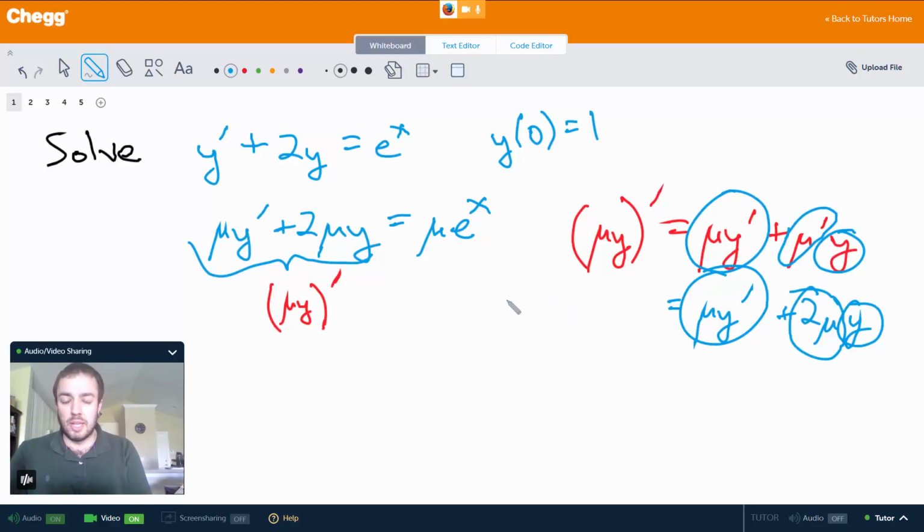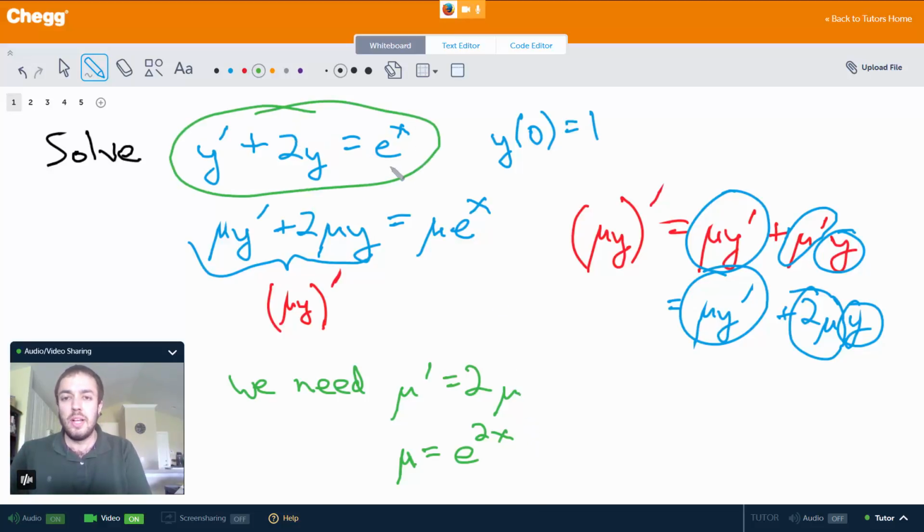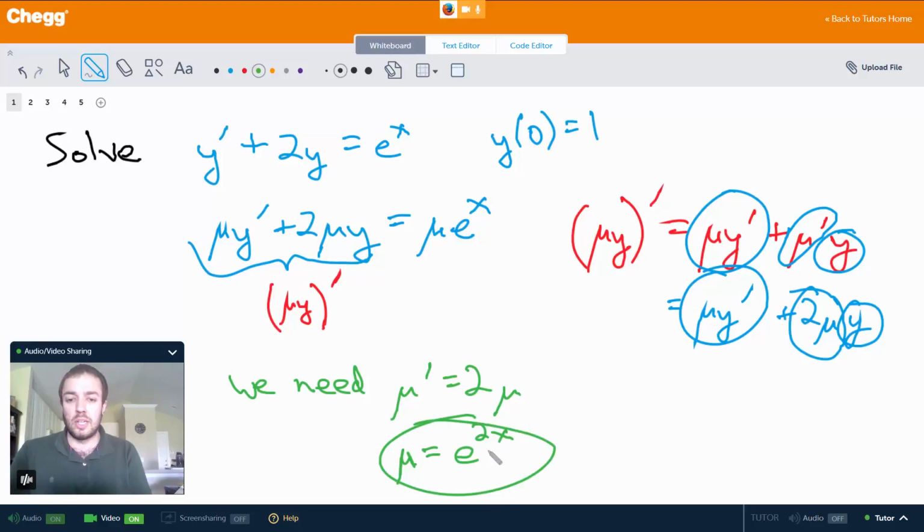So in order for mu to be a suitable function so that this can be expressed as (mu y)', we need to have mu' equal to 2 mu. This is an elementary differential equation, and right away we can say that this tells us that mu equals e^(2x). Now, technically speaking, there should be an arbitrary constant in there, but we don't have to worry about that because it would just be absorbed into the arbitrary constant from the original equation anyway, and that arbitrary constant is actually going to be determined by the initial condition. So again, we don't have to worry about the arbitrary constant here because it just gets absorbed and then ultimately it just gets determined by this. Okay, so if mu' is 2 mu, then mu equals e^(2x).